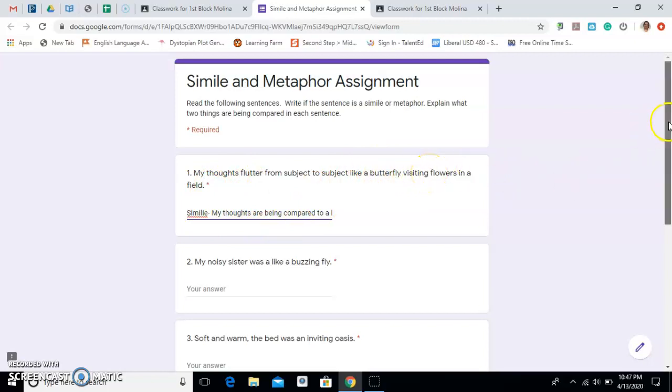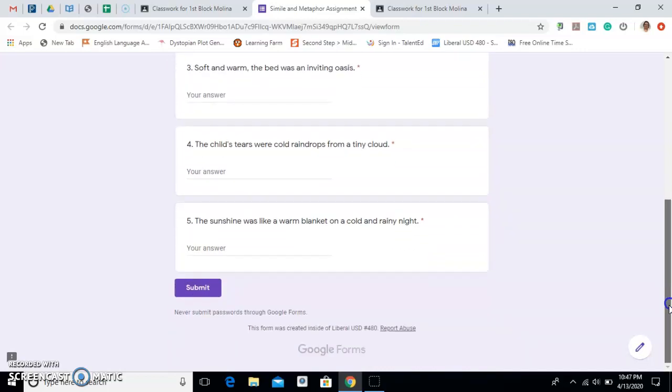Okay, that means you only have to do 3 more, and then you'll hit submit, and I will get that back to you as soon as possible.